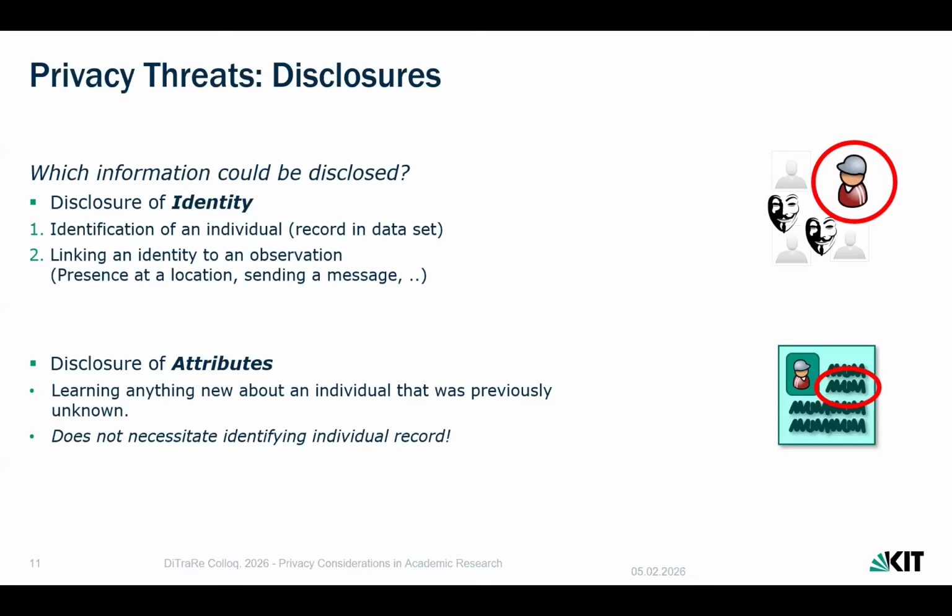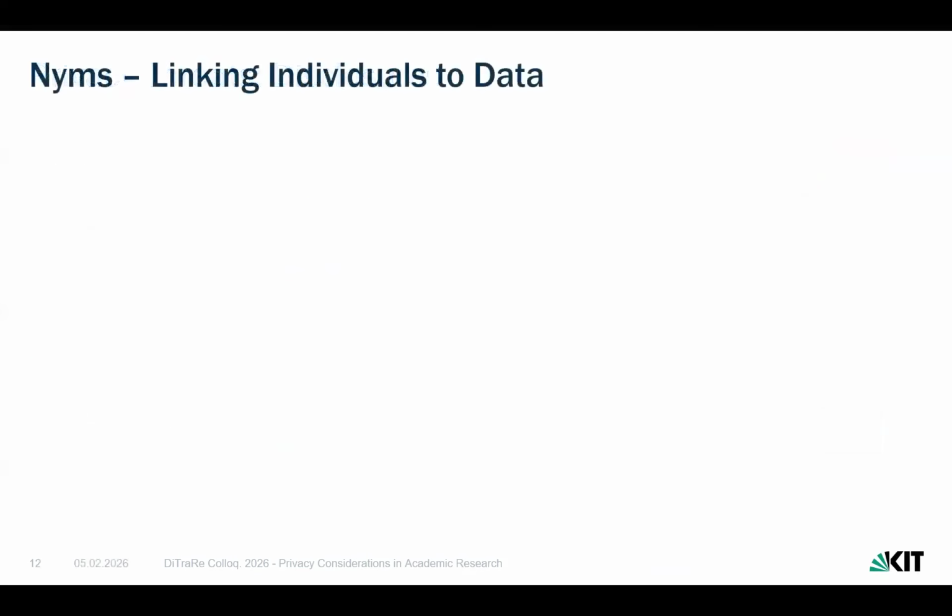For the rest of the talk, I will be talking about identity disclosures and trying to prevent identity disclosure. I just would like to raise your attention quickly to the fact that attribute disclosure does not necessitate identifying individual records. For instance, if you have a database where you're not able to single out certain individuals, but you have certain groups that share certain attributes, and you know that an individual is part of the group, then of course you already learned that this individual also has this attribute, so you don't even need to identify someone. But for the moment, let's try to figure out if we can deal with identity disclosure.